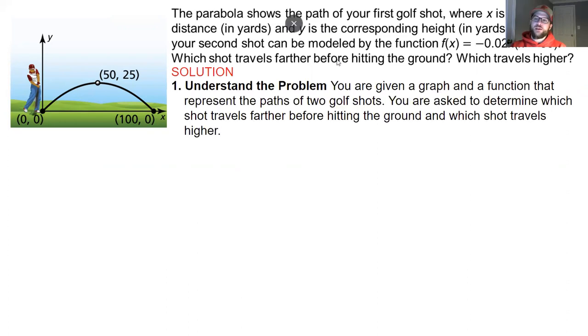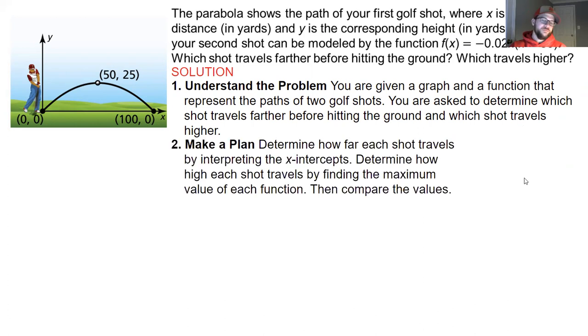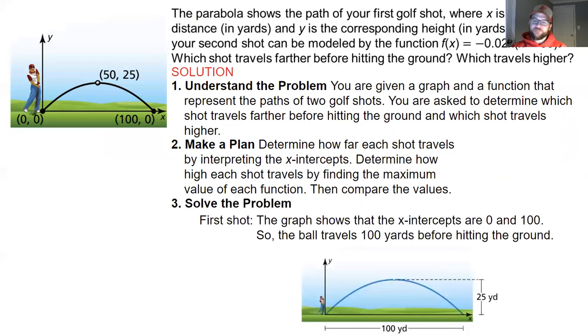So first, you're given a graph and a function that represents the path of 2 different golf shots. The graph is your first one, the function is the second one, and you just need to ask which one goes further and which one goes higher. So we need to determine which one has the furthest x-intercept to the right, and which one has the highest maximum value of each function.